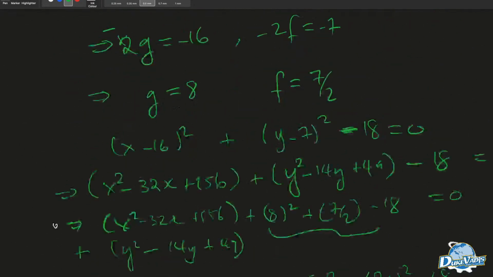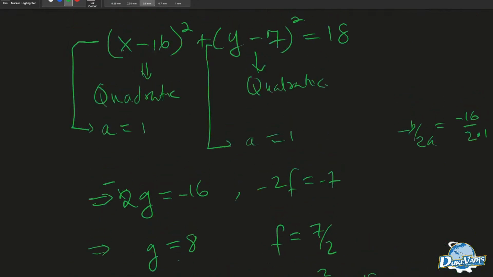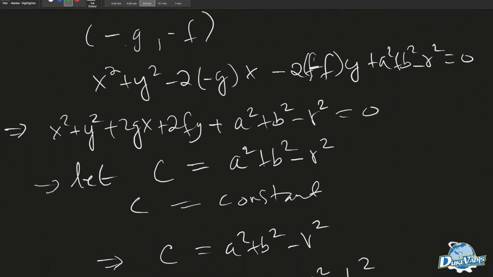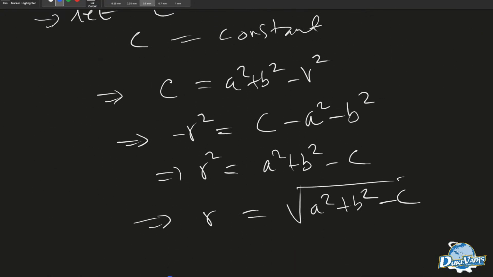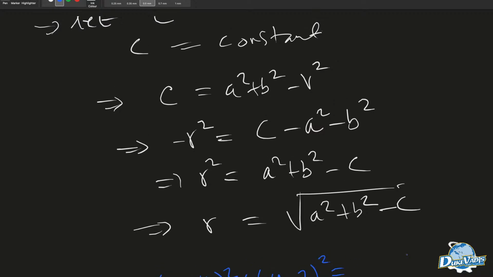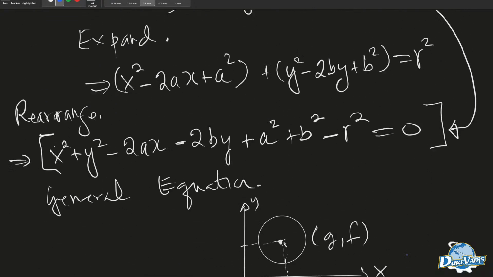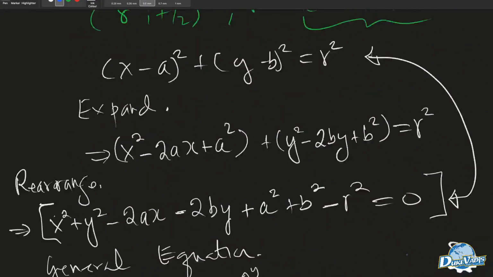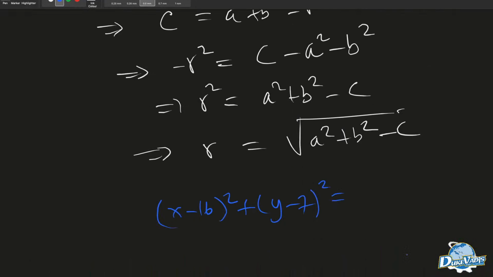For the first part, we have (x minus 16) squared plus (y minus 7) squared is equal to, what was the value? 18. So that's how we go about this. So straightforward. Okay, that's how we solve this.